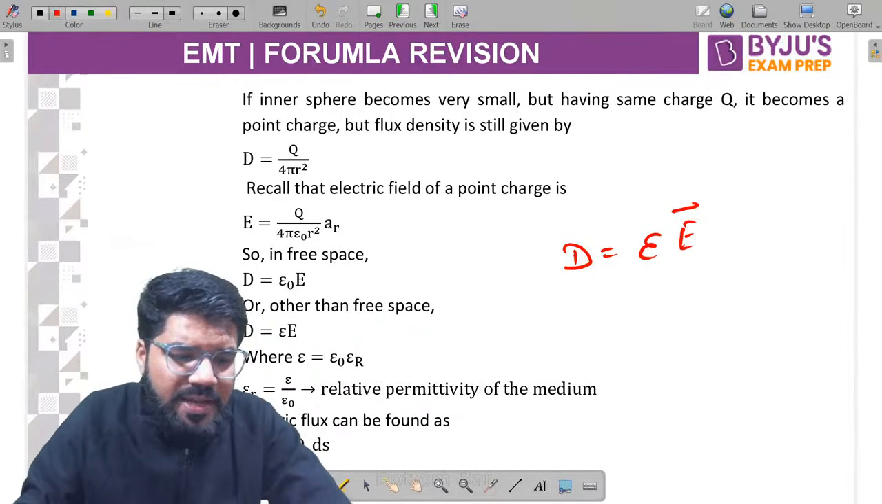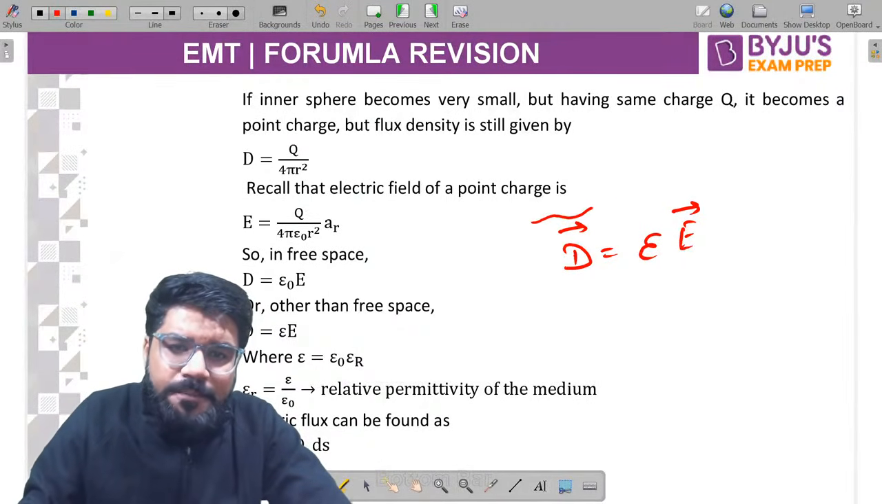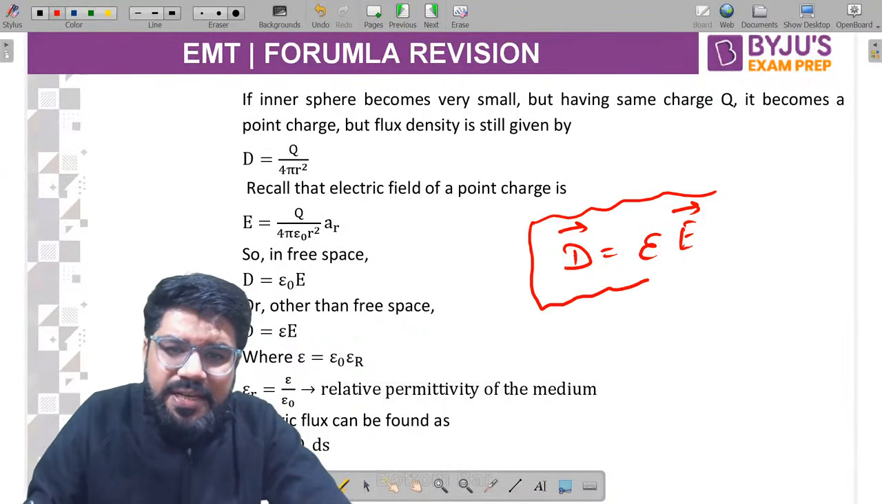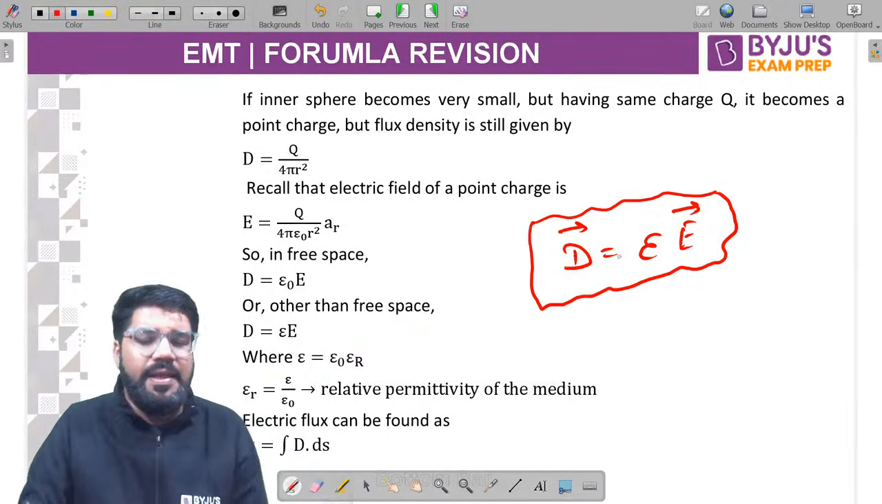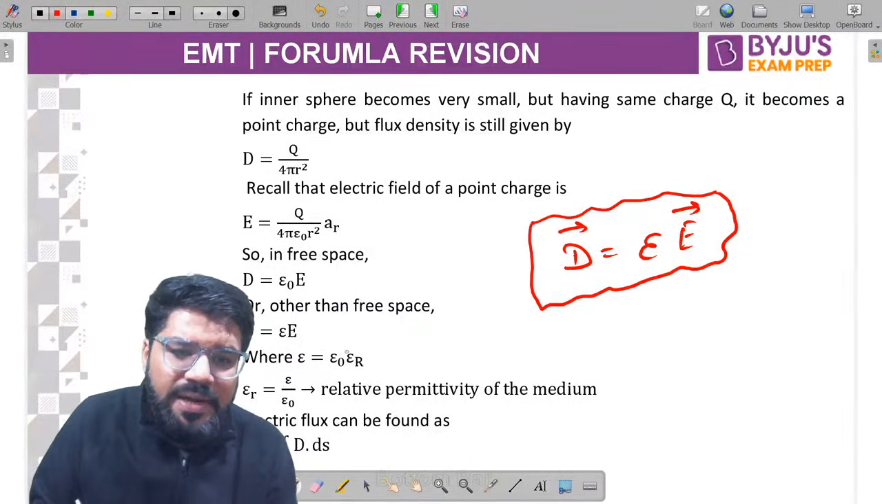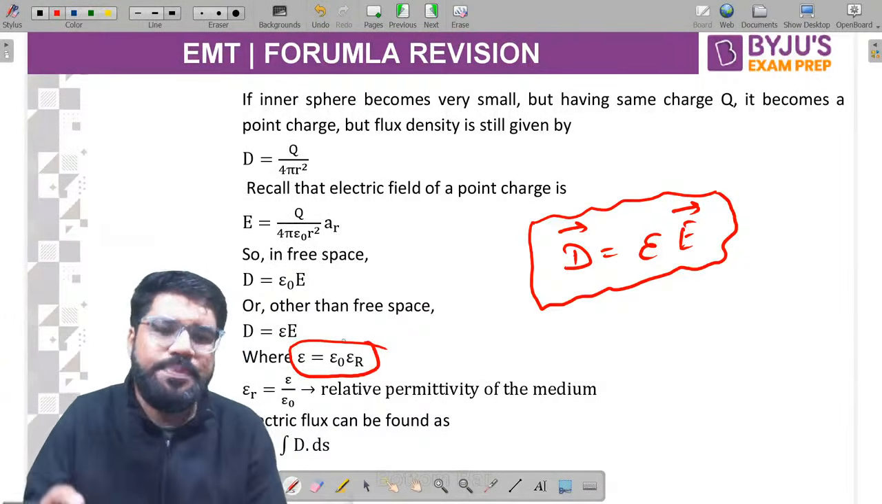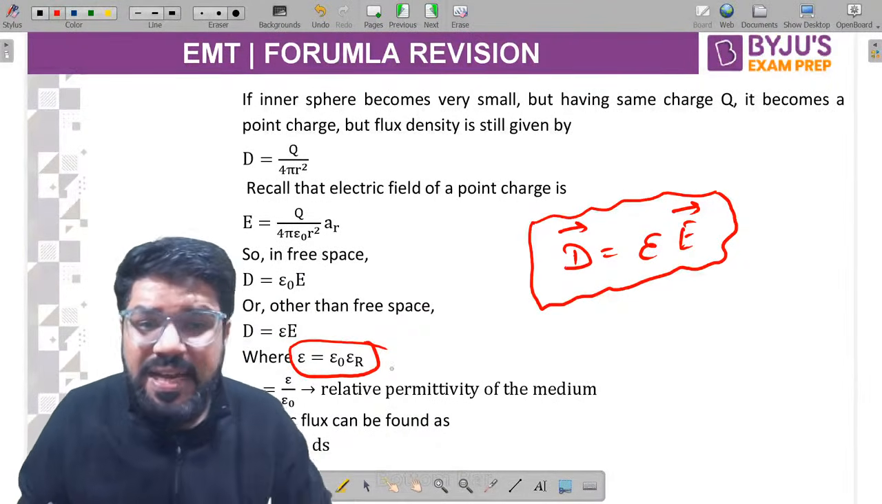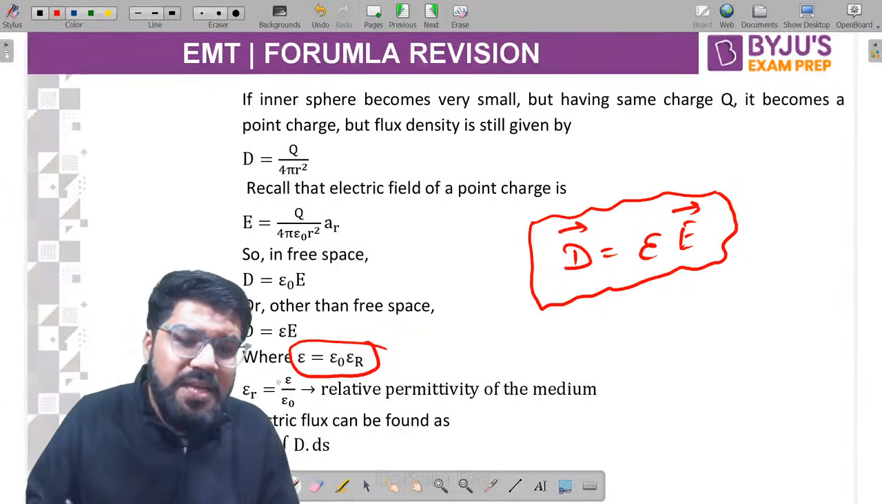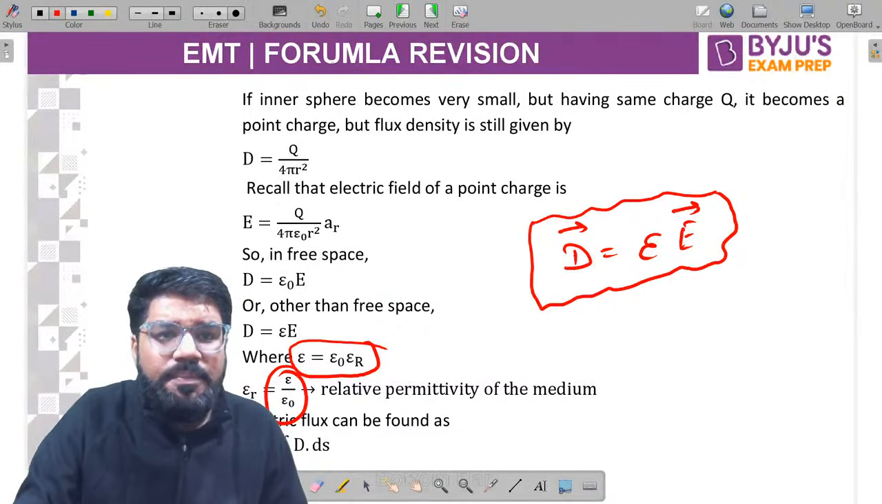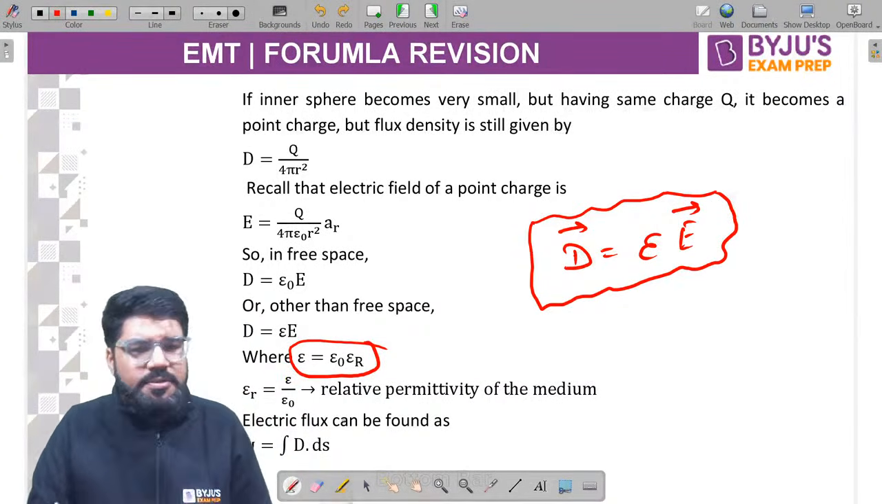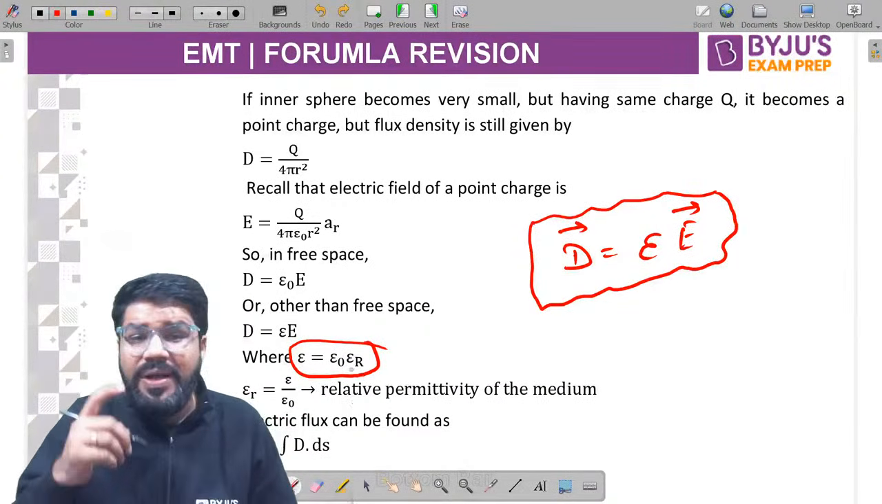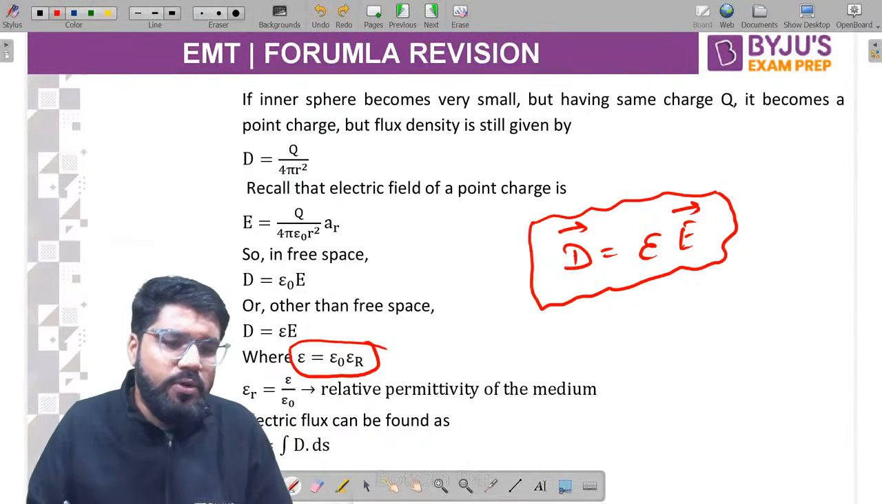The D is given by epsilon E. The electric flux density is given by epsilon E, where epsilon is the permittivity of the medium, which can be represented as epsilon naught, epsilon r. We all know that epsilon r is the relative permittivity of the medium, that is the permittivity divided by the permittivity of the free space. Okay. Now, once you know the electric flux density, you can calculate the total flux.